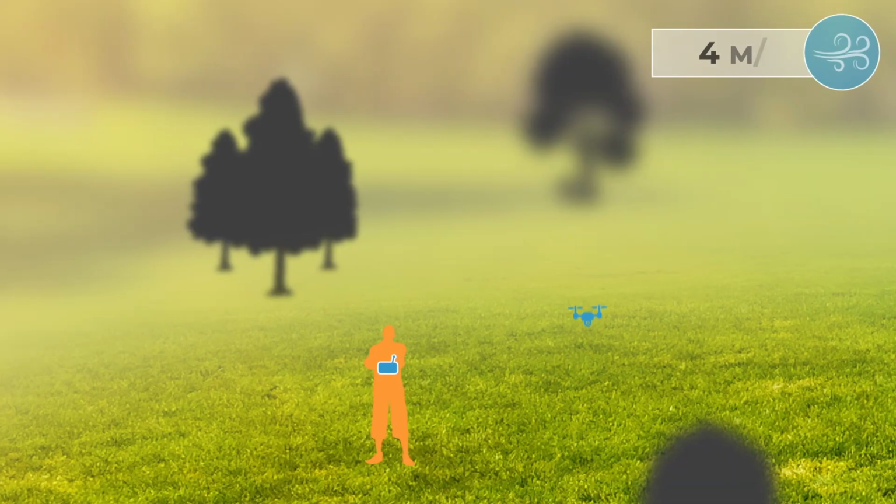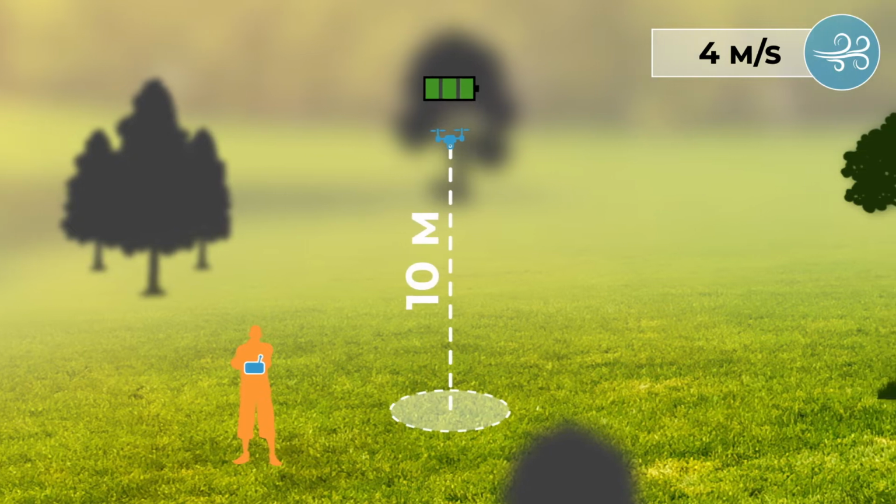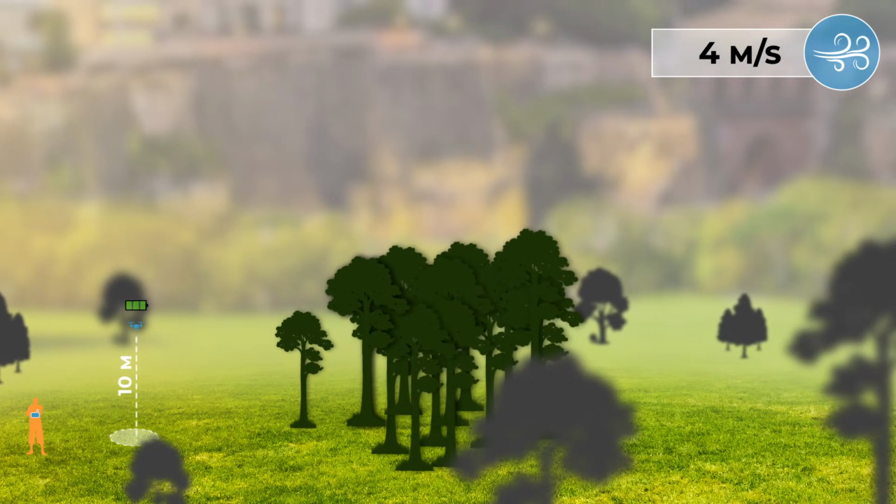With a 4 meter per second breeze, Jon hovers his drone at 10 meters above the ground. It can easily hold its position. He decides to fly the drone at max speed to the edge of the park.